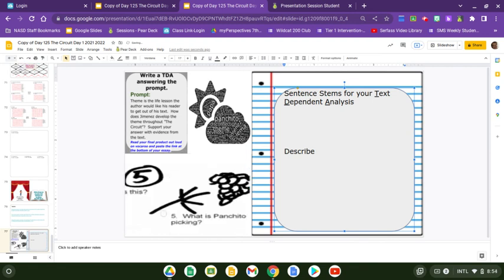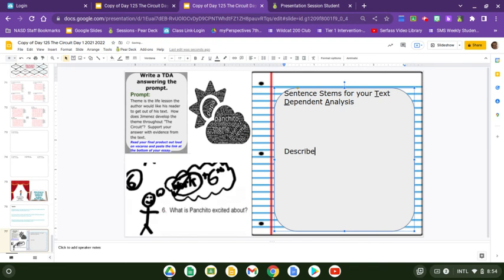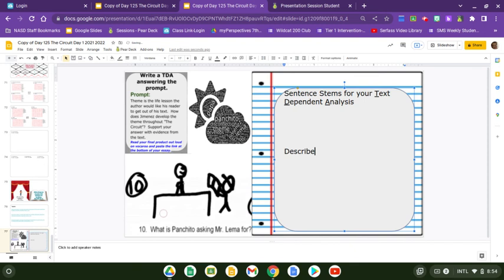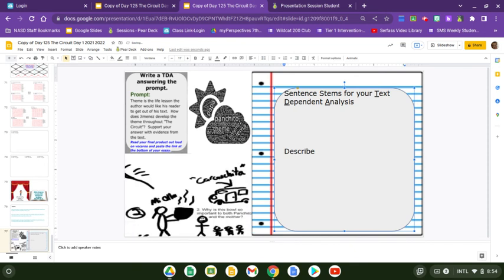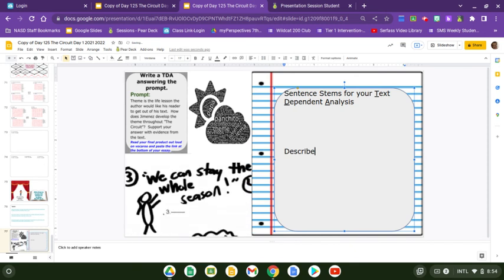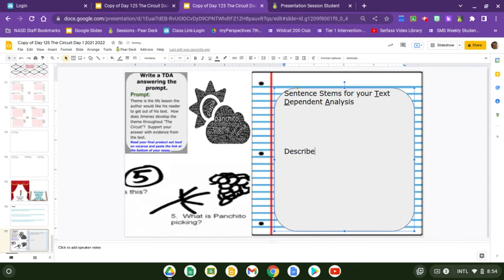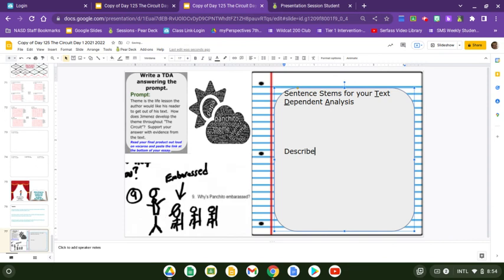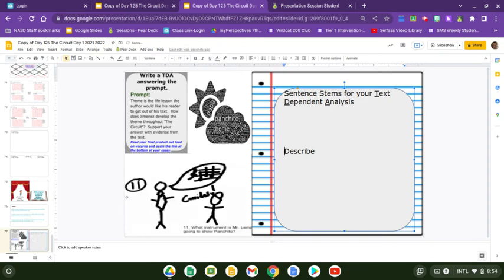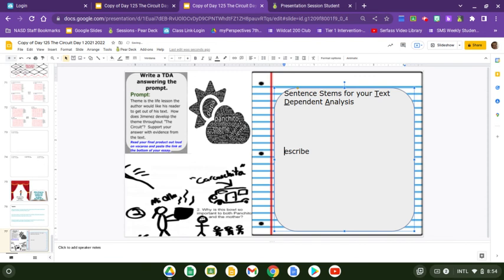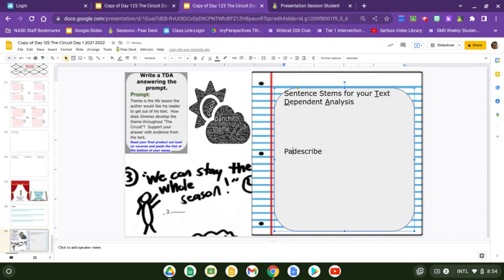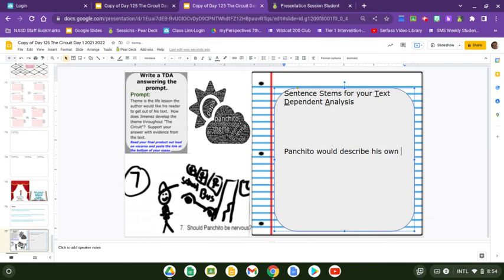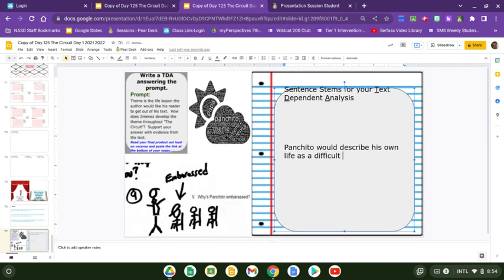Take 30 seconds to look at this. Now we're thinking. Okay. First thing I'm going to do is describe what happens in the story and the situation the characters are in. So let's go ahead and use this word describe. And I'm going to put: Panchito would describe his own life as a difficult one.